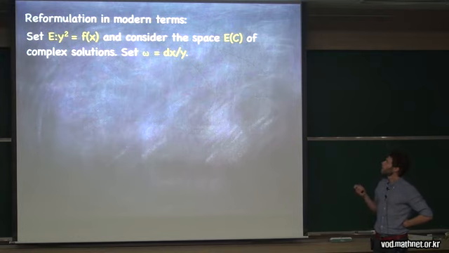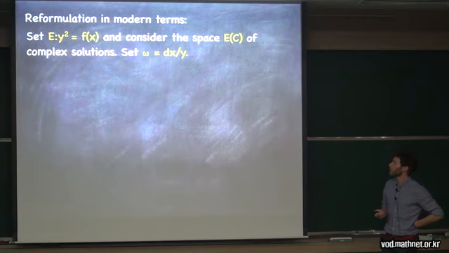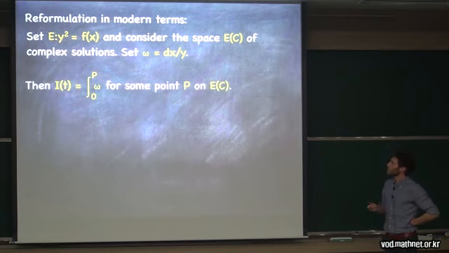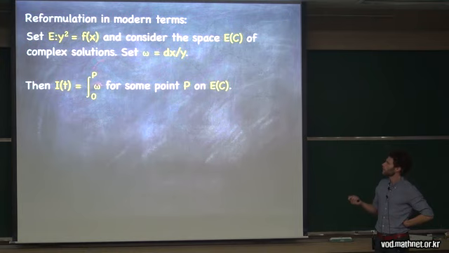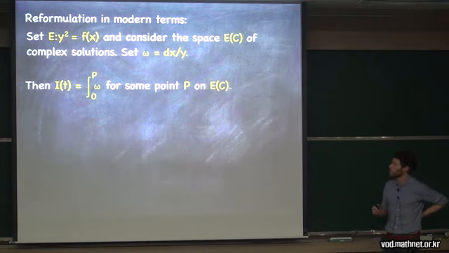And once again we look at all the complex solutions of this equation y squared equals f of x. Our integral now, instead of writing the function, we just write omega, a shortened notation. And we write p for some point on these complex points, or complex solution, of our equation.